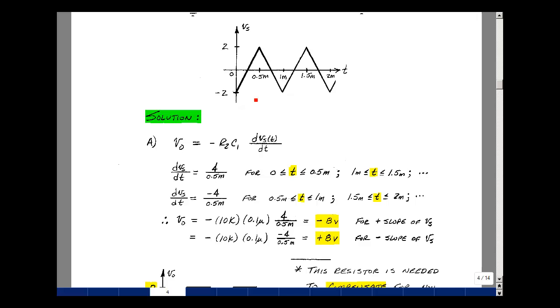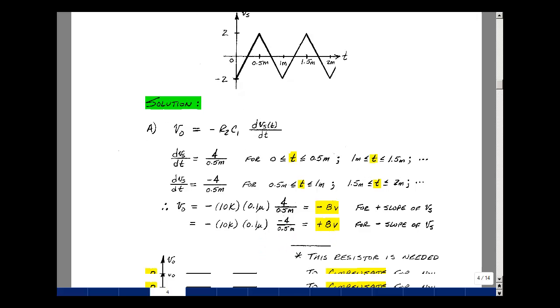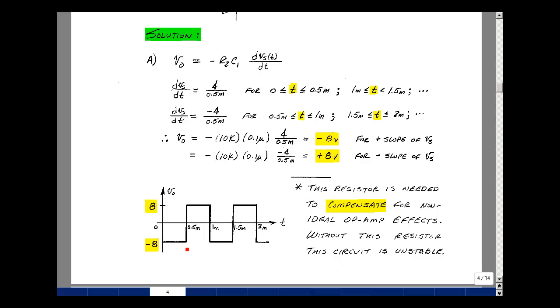In this first interval of half a millisecond, the value of the voltage V out is going to be minus R2 C1 times the derivative of V sub S with respect to t. When you multiply that out, you get minus 8 volts. And then our other case was minus R2 C1 times a minus 4 over half a millisecond. That's going to be a plus 8 volts. Let's sketch that. Between 0 and half a millisecond, we have minus 8 volts, then plus 8 volts, and so on, repeating itself. So we get a square wave.